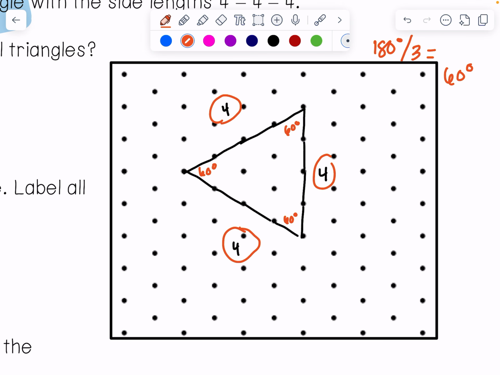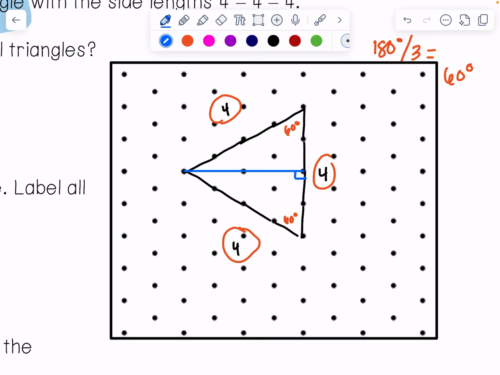But I still don't have a right triangle. So in order to find a right triangle, we can drop what is known as an altitude from any of our corners, any of our vertices, directly to the other side. An altitude has to meet at a 90-degree angle. So I'm going to start here. I'm going to draw directly down. And because this is on this nice dot paper, I can make sure that I am hitting this at a 90-degree angle.